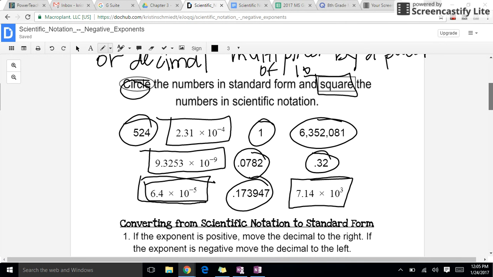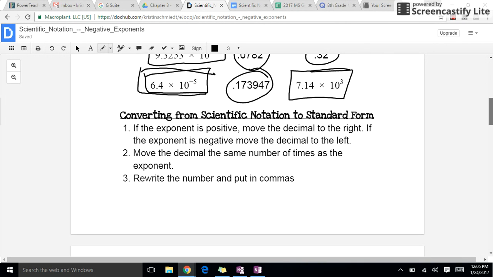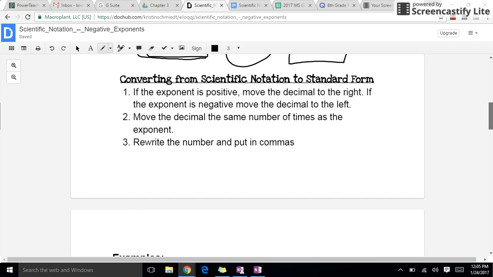Okay, so these are also the same as yesterday. If you look at your notes from yesterday, these 3 steps are the same. Remember, if there's a positive, we go to the right. So if you need a little reminder, you can draw an arrow. I think it should go the other way. Oh, should it? Yep. Oh, shucks.